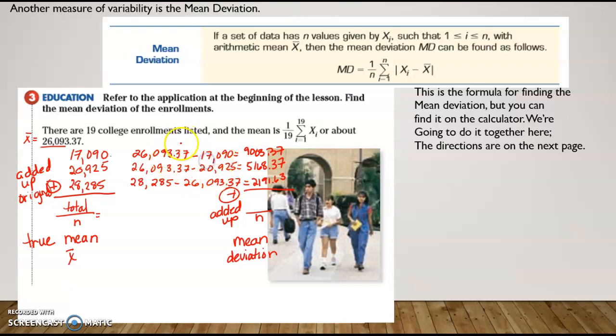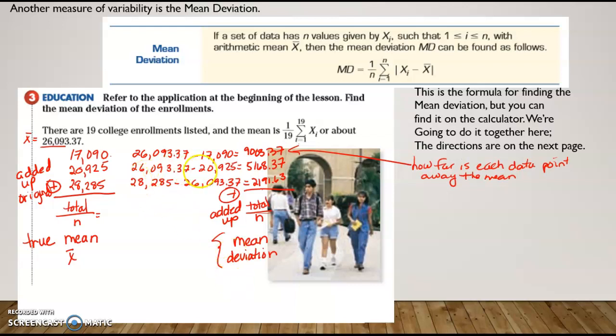Then you'd come here and you would see how far they are away from the mean. Okay, that's what we are finding here. How far is each data point away from the mean? Once we find that, we total that up and divide by the number we have, which is again however many you're using. We used 3 here, but 19 was total. That second one is your mean deviation.